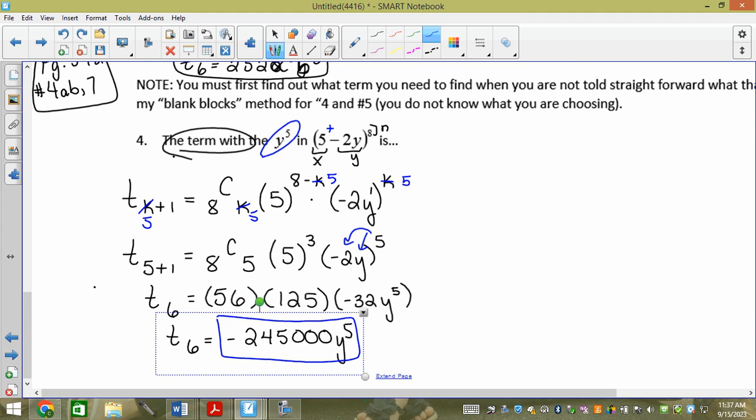Did I put something in wrong? 56 times 125 times negative 32. Haha! I put it in 35. That'll be a bummer. That's not going to work. Wow, now I added a 2 somewhere in there. I just put 35 again. Woo! This is a rough go. 224,000. Yeah.